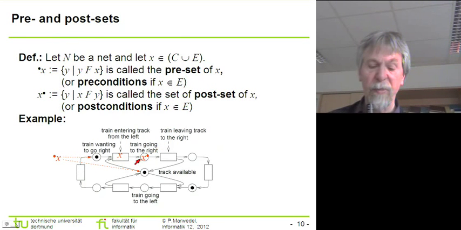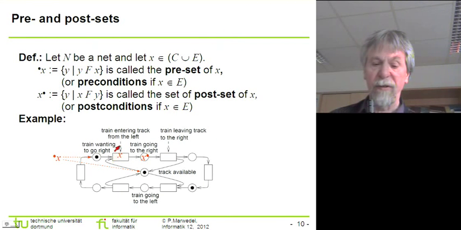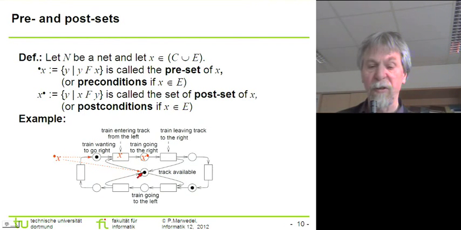So what is actually the preset of x? Let's look at our example. In our example, let's assume that x denotes this event. Like I said, in most of the cases, x will be some event. Then the preset consists of these two conditions. In case the preset actually denotes conditions, that means in case x actually is an event, we will also call the set the preconditions. So these two conditions are the so-called preconditions.